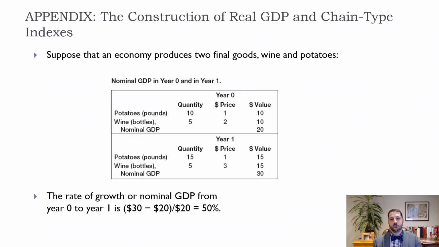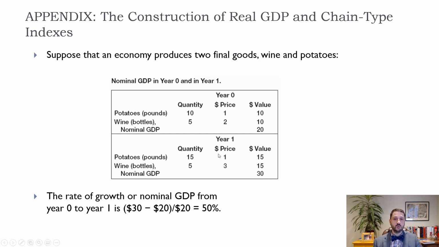All right, so we know how to calculate nominal GDP and real GDP in year 0 and year 1. First we're going to calculate nominal GDP. In year 0 we have 10 pounds of potatoes at $1 each. That's 10 times 1, or 10. We have 5 bottles of wine at $2 each. 5 times 2 is also 10. 10 plus 10 gives us a nominal GDP of 20.